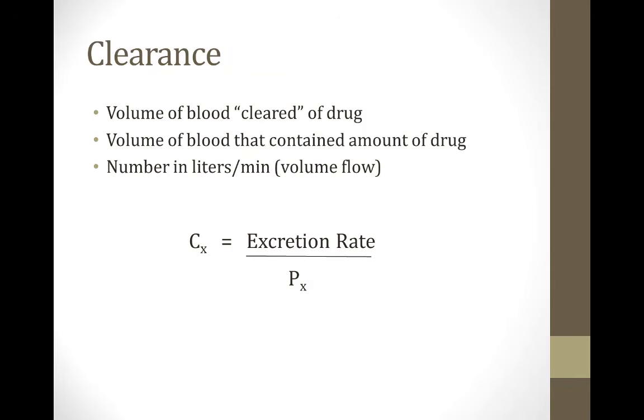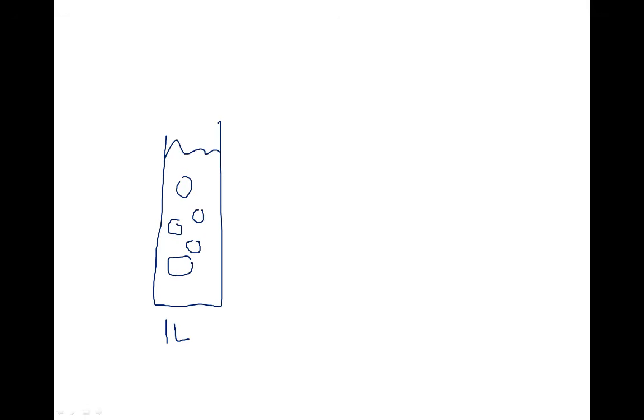Now let's talk about the concept of clearance of a drug from the body. And in order to understand this, let's draw a picture. So let's imagine that we have a tube and it contains 1 liter of plasma. So I'm going to write the number 1 liter down here at the bottom. Now let's imagine that we put 5 grams of a drug into this liter of plasma. So I'm going to draw 5 circles here, and each circle represents a gram of a drug inside that liter of plasma. Well, you can easily imagine that the concentration of the drug inside this liter must be 5 grams per liter.